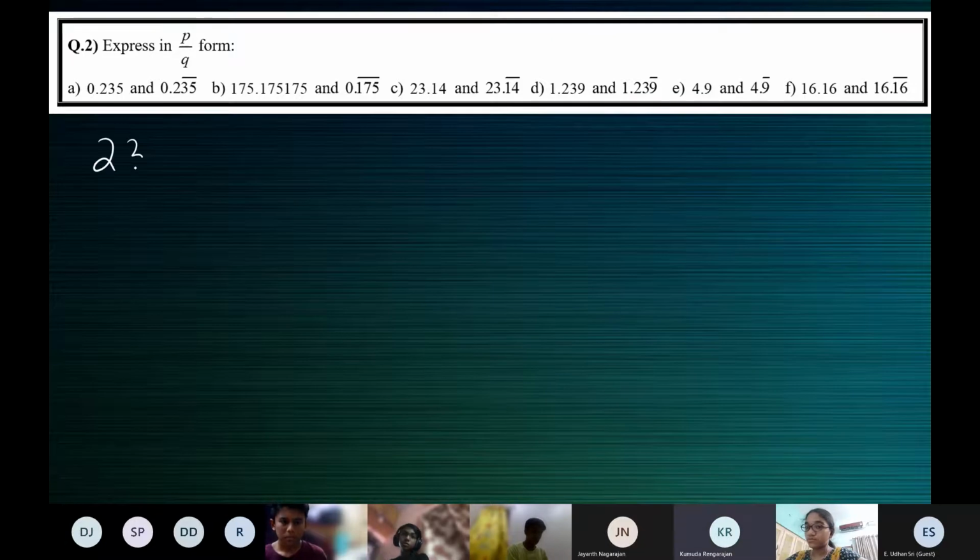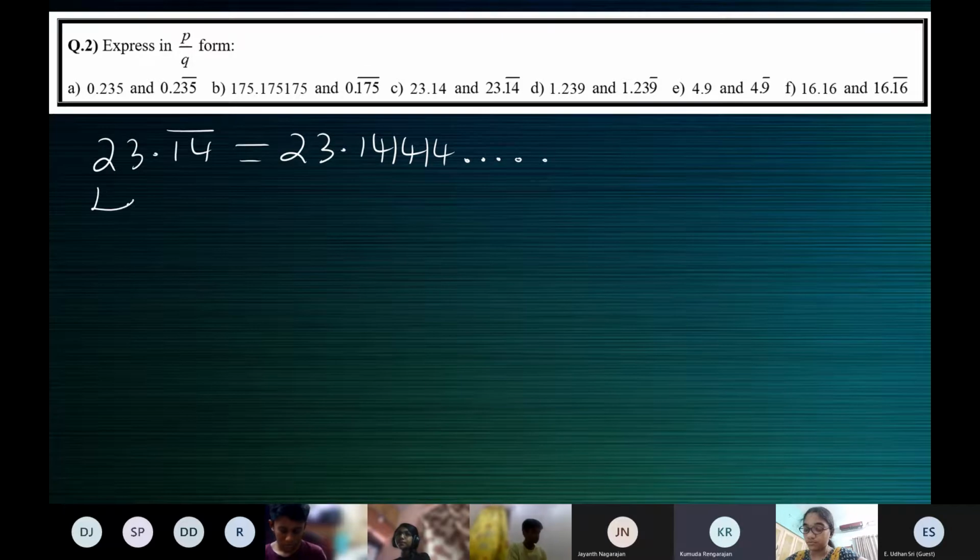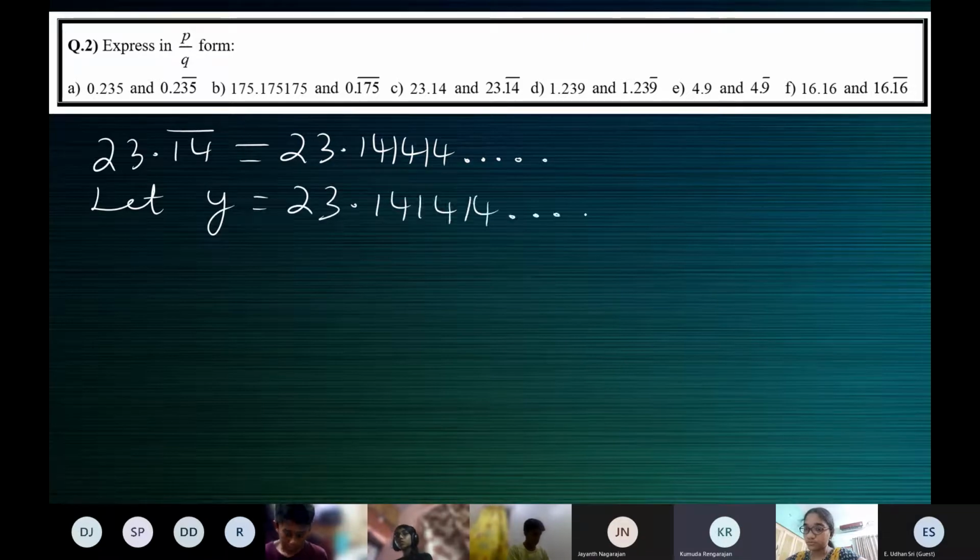Now 23.14 recurring. All right, so this is nothing but 23.14, 14, 14 going on forever. So let me say y. You can say x, you can say y. So let y be equal to 23.14, 14, 14 going on forever. Two digits are repeating. In the repeating block, we have two digits. So we need to find 100y because two digits are repeating, 14 repeating.